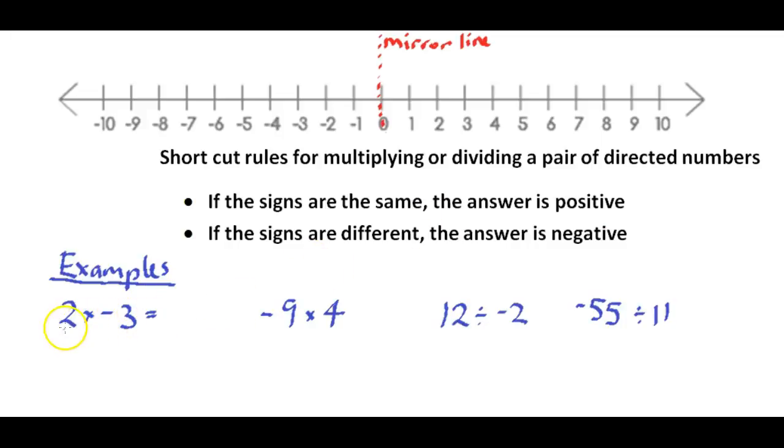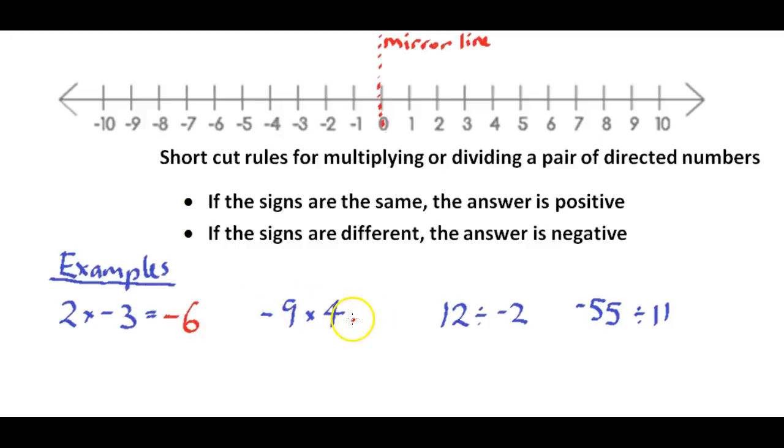In this first one, I want to work out 2 times negative 3. Well, we just do 2 times 3 as normal, and the answer is 6. And then we check these rules. Remember, a number that doesn't show a little plus means it's positive. So this is a positive times a negative. So my signs are different. So my answer is negative.